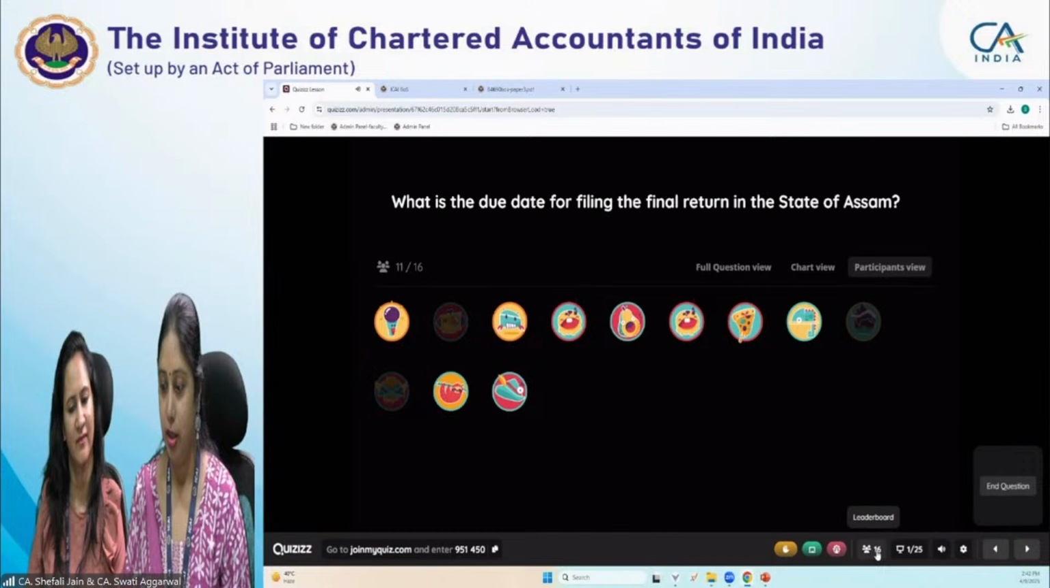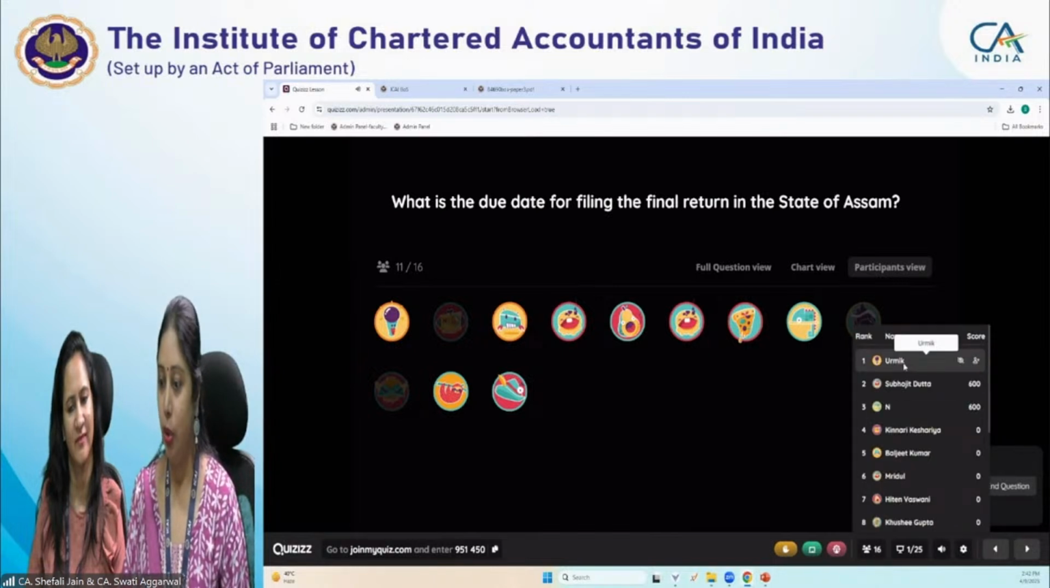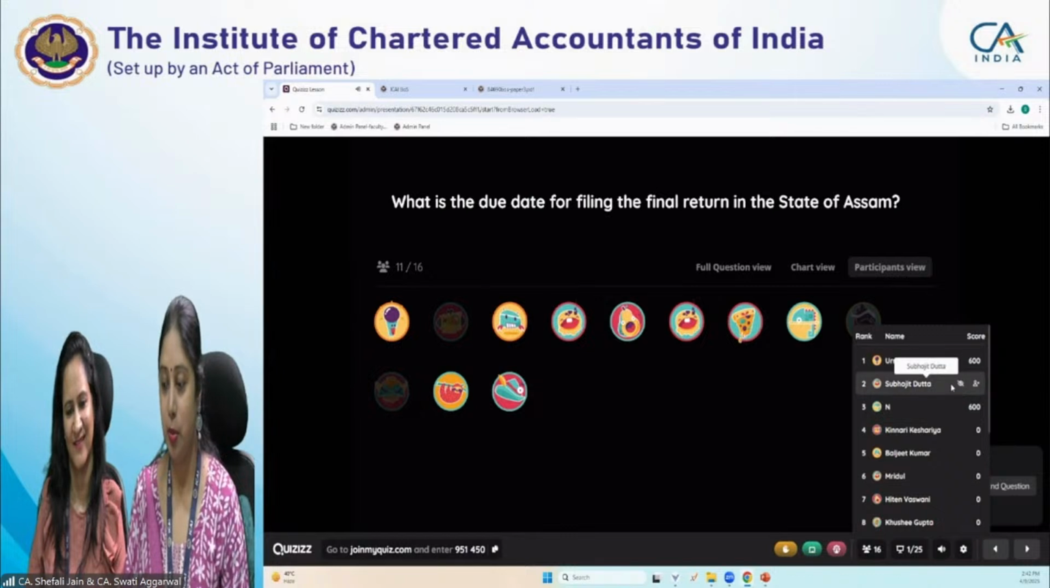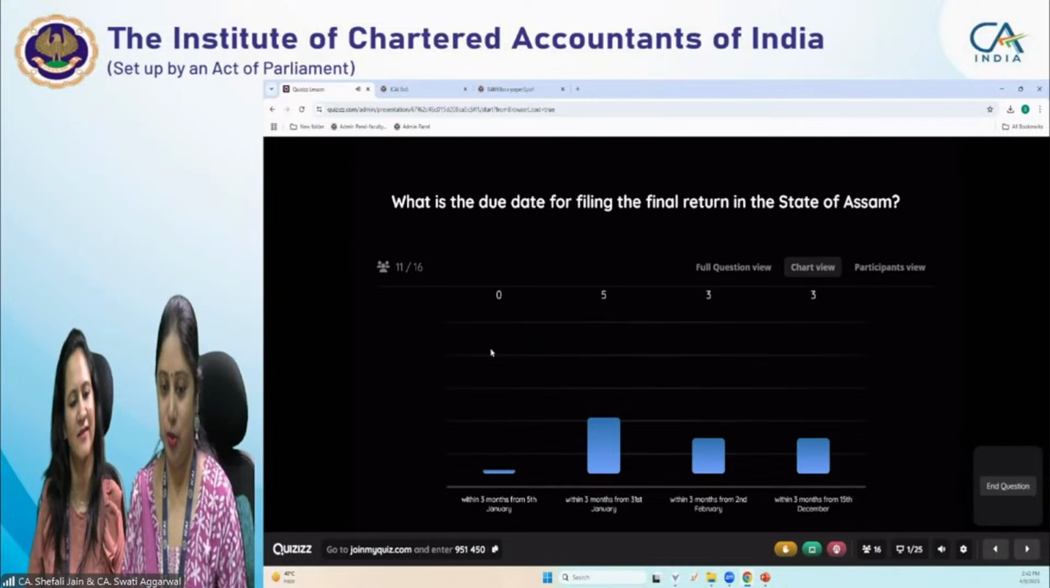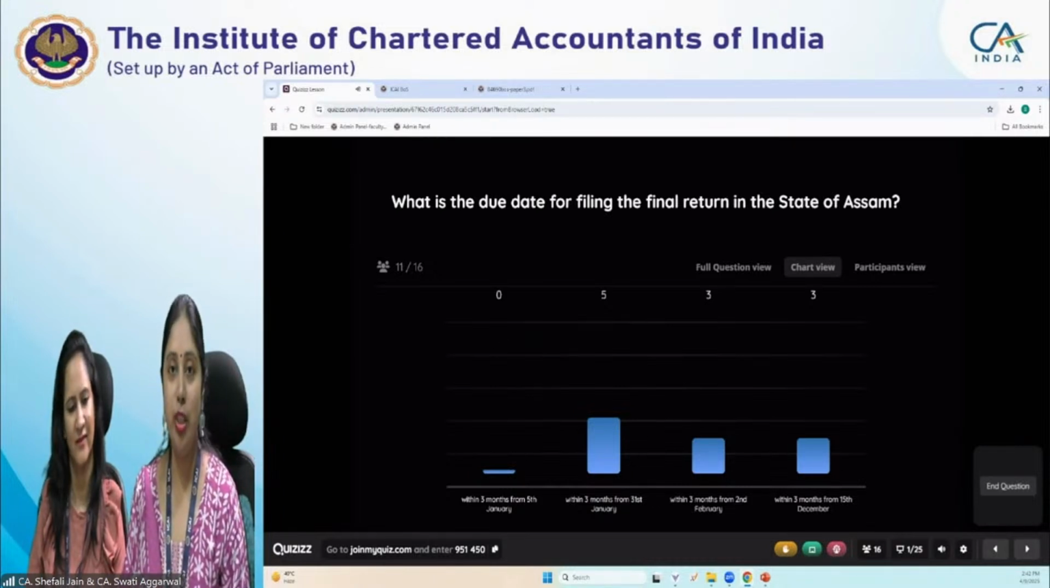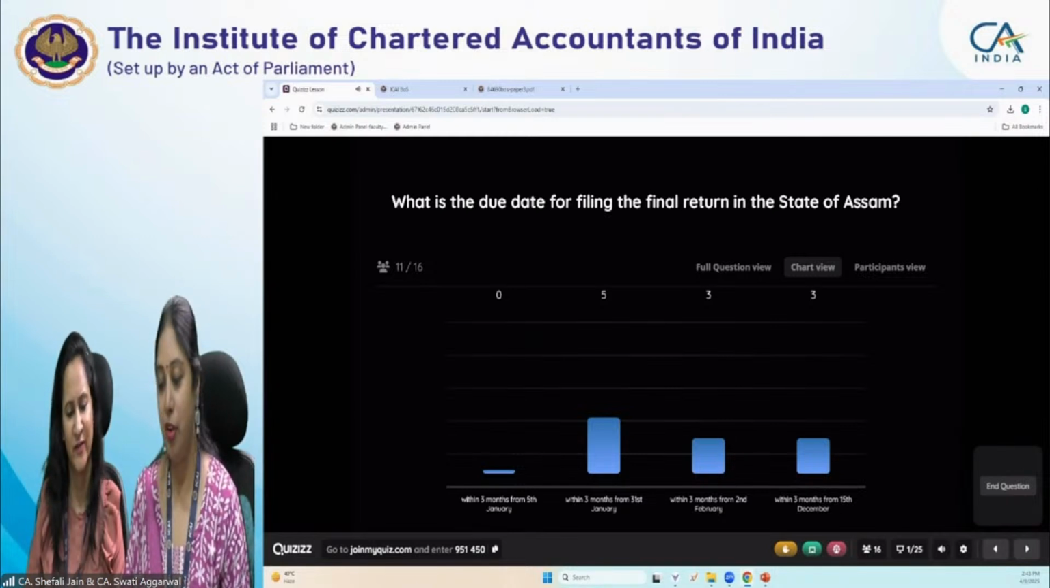Okay. So the leaderboard says Urmik is on the top, with the correct answer in the minimum possible time. In fact, three students have answered it correctly. Many students marked the correct answer as option B. 5 students have marked it. 3 students have marked the correct answer, which is within 3 months from 2nd February. And 3 students have marked option D, that is within 3 months from 5th December.